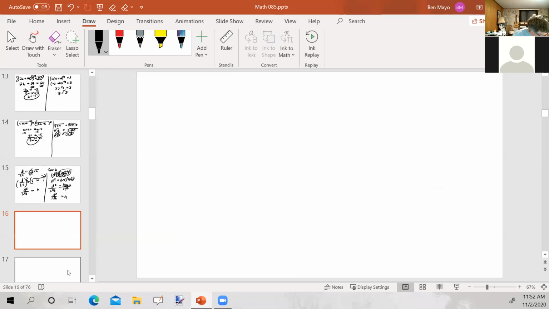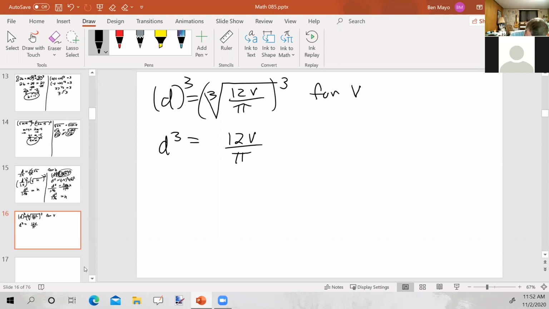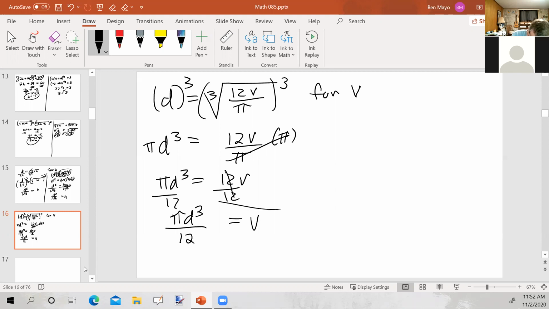Let's take a look at this one. D equals the cube root of the quantity 12V over pi, and we are to solve for V. V is locked up inside of a cube root. The cube root is isolated, so I'm going to cube both sides of the equation. On the left side, I get D cubed. On the right side, I get 12V divided by pi. Solving for V, I'll multiply both sides by pi, which will give me pi D cubed equals 12V. Then I'll divide both sides by 12, and I get V equals pi D cubed over 12. So once again, we've solved for the variable, in this case, V.